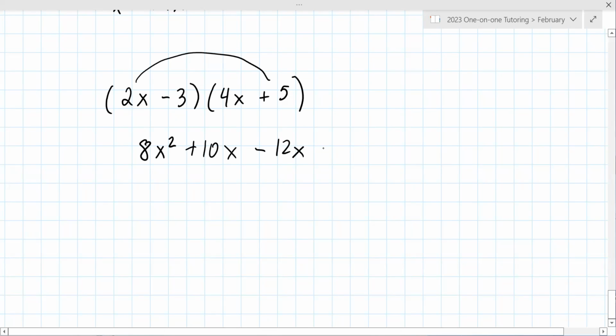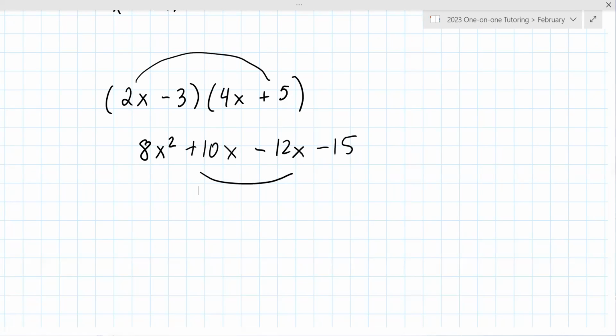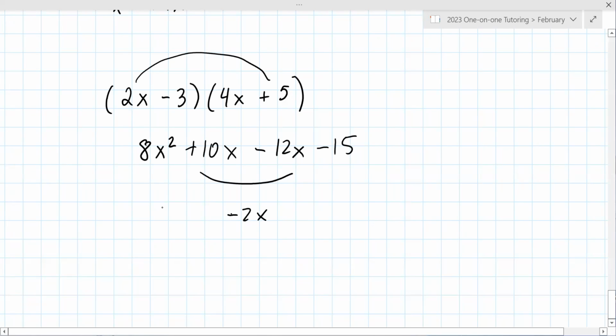And then you could combine the... Wait, is there another one? I forgot to do the last. Yeah, you have to do the last. There's always 4 terms. Let's see, it would be -15. Good. Combine the outer and the inner. Would be -2. Good. All right, very good. You're doing great.